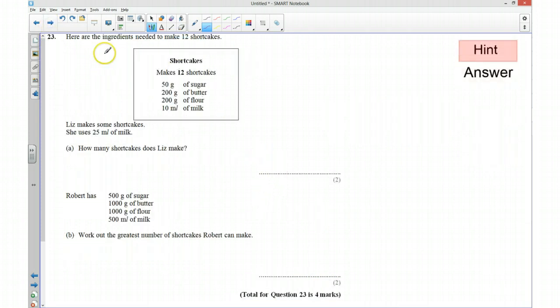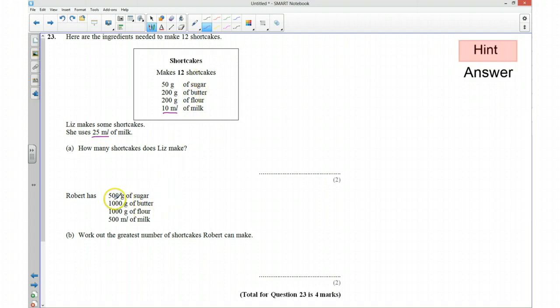Question 23. So here are the ingredients needed to make 12 shortcakes. Liz makes some shortcakes. She uses 25 milliliters of milk. How many shortcakes does Liz make? So in this recipe there's 10 milliliters of milk, and Liz uses 25 milliliters of milk. So how many times more has she used? Okay, and Robert has this set of ingredients here, and we need to work out the greatest number of shortcakes Robert can make.